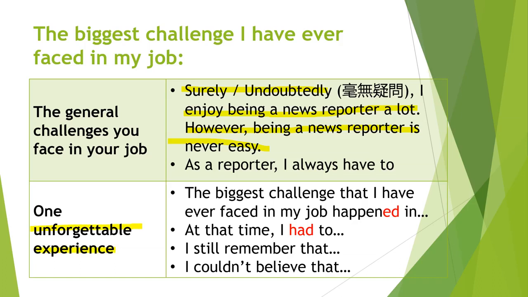Maybe one time you tried to report a protest, a riot, 一個示威，一個騷亂, okay, and then something very dangerous happened. Then you write how you feel, and what happened at that time. So when you're writing about an experience, you always think about when, where, and what happened, okay? So for example, you may start by writing something like this: the biggest challenge I've ever faced in my job happened in. You first write about a time. It could be last year, it could be 3 years ago, and then you talk about where that happened, and then what happened, and something like that.